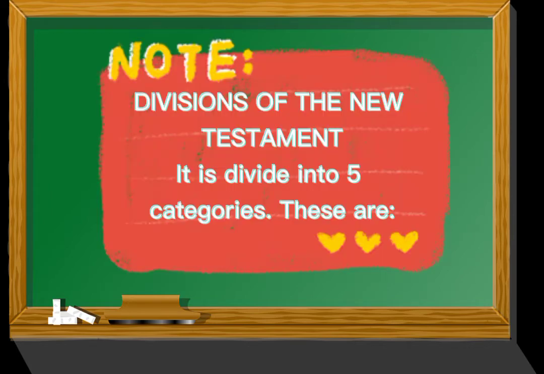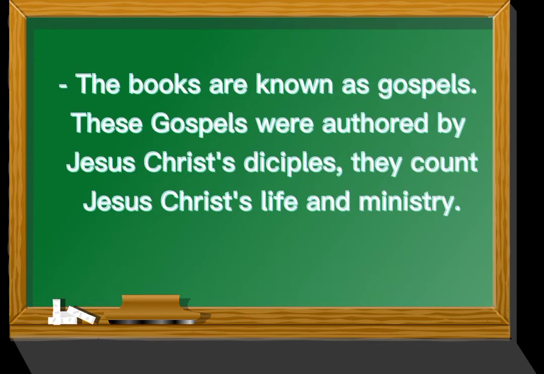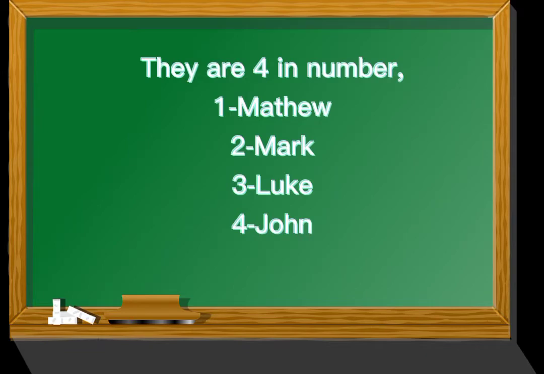Divisions of the New Testament. It is divided into 5 categories. These are: 1. Biographical books. The books are known as Gospels. These Gospels were authored by Jesus Christ's disciples. They recount Jesus Christ's life and ministry. They are 4 in number: Matthew, Mark, Luke, John.